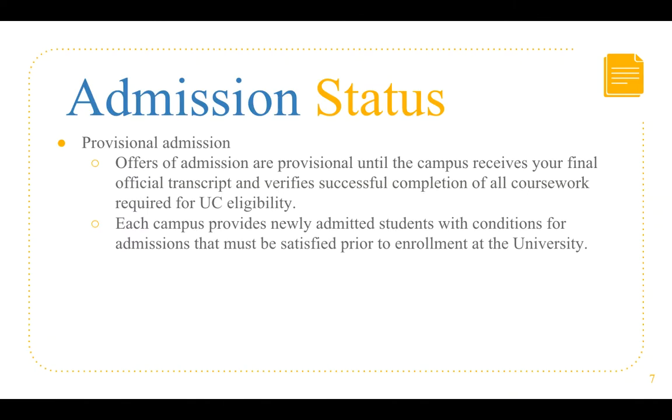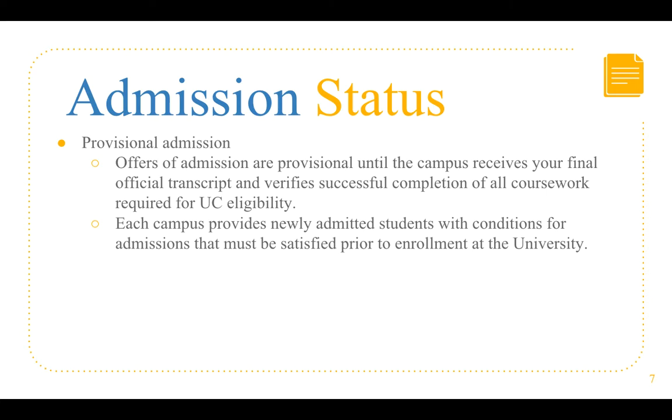Admission status. When you're offered admission to a UC, the type of admission is provisional. They're basically provisional until the campus receives your final official transcript and verifies successful completion of all coursework required for UC eligibility. So they basically need to make sure that everything you reported is accurate, because they've admitted you based on information that you self-reported in the application.